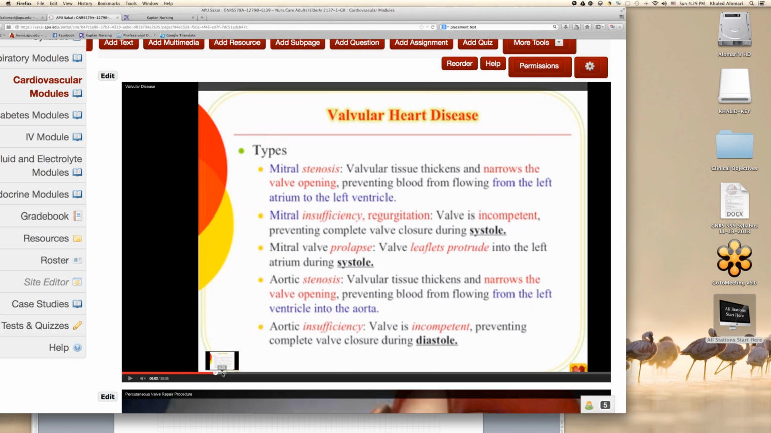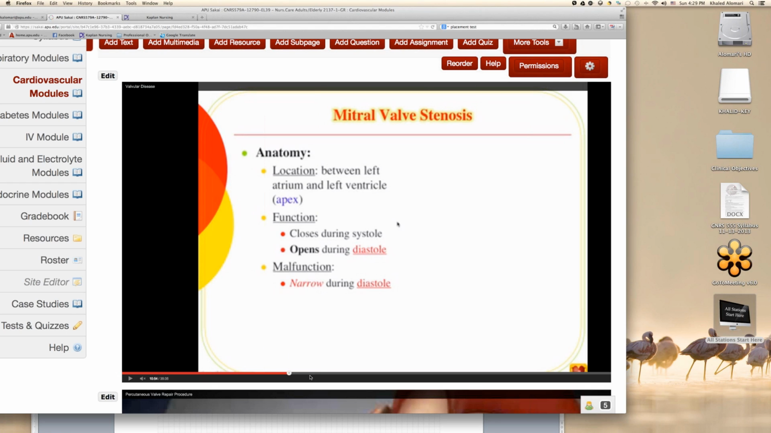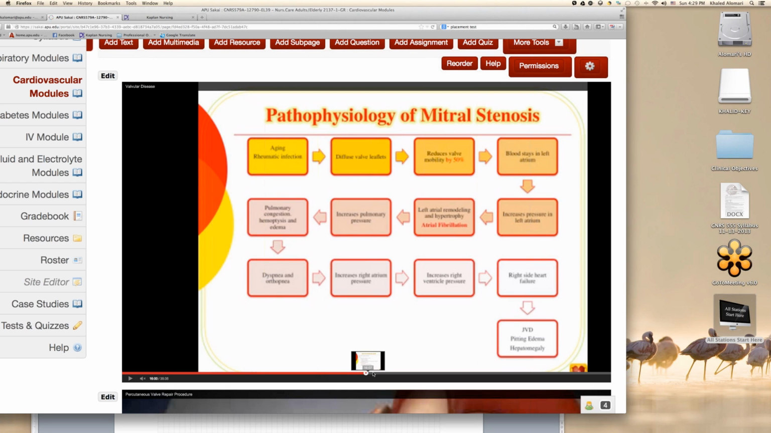We mainly focus on the four valves: mitral, aortic, pulmonic, and tricuspid. I think what I have here on the slides is pretty clear on what you will need. Even the risk factors pretty much share the same thing.